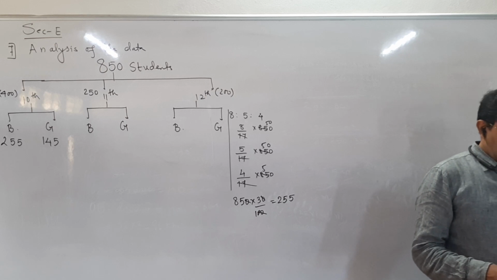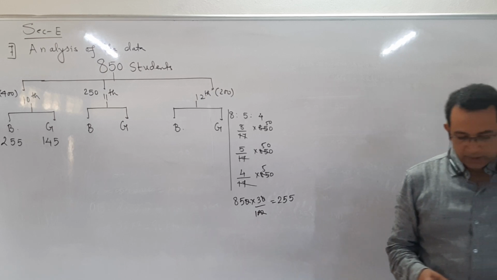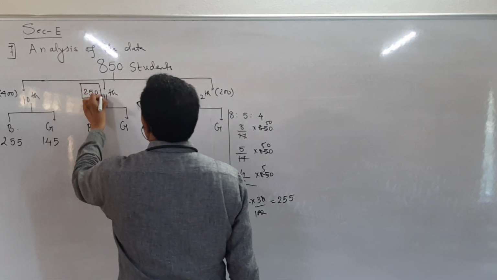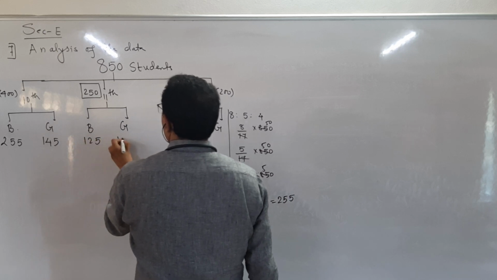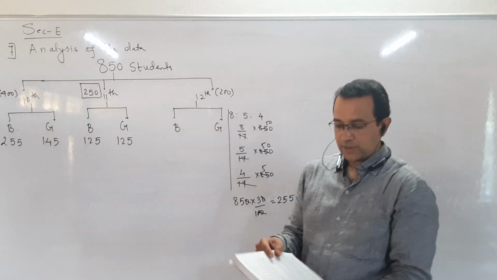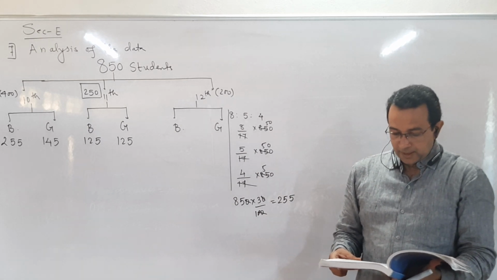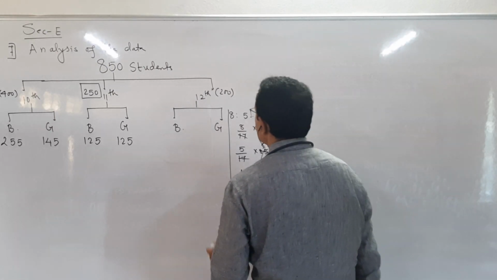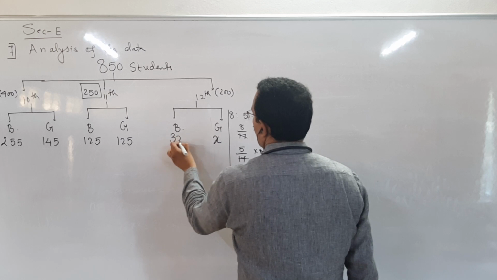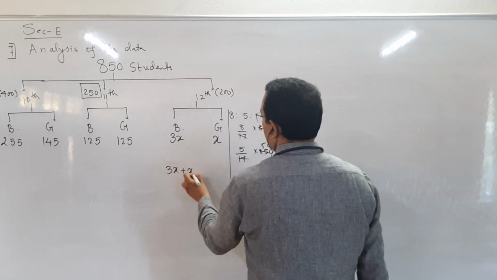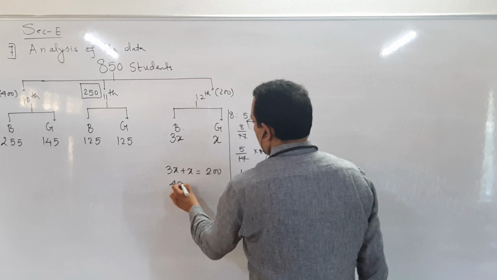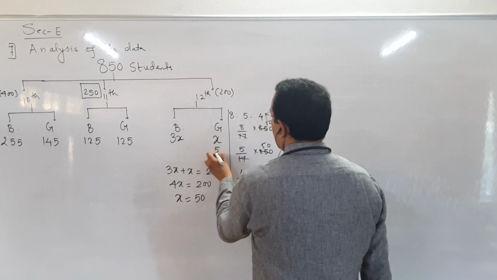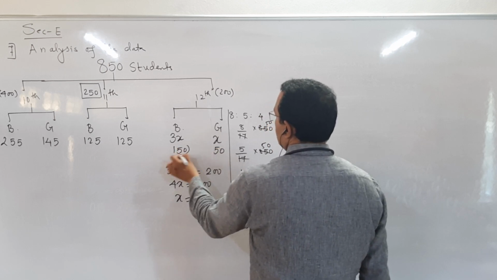Further, you can say in standard 11 the number of boys and girls are equal, so 250 divided into 2 equal parts, so 125 and 125 each. Then in standard 12 the number of boys is 3 times the number of girls. So if number of girls is x, number of boys is 3x. 3x plus x will be 200. So 4x is equal to 200. So x will be 50. Number of girls are 50. So number of boys will be 150.